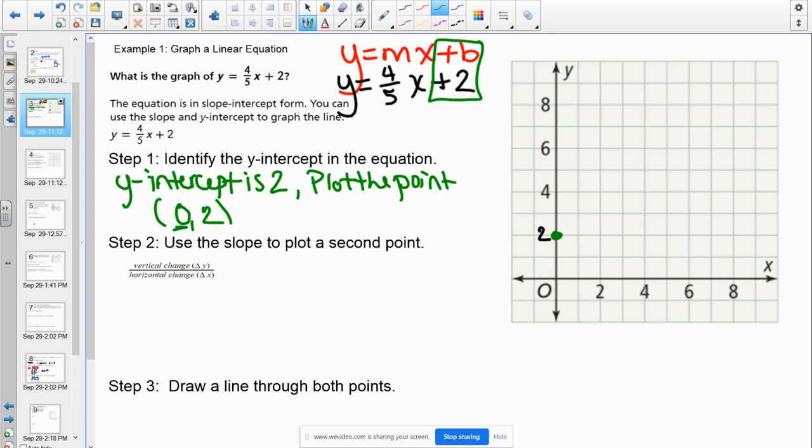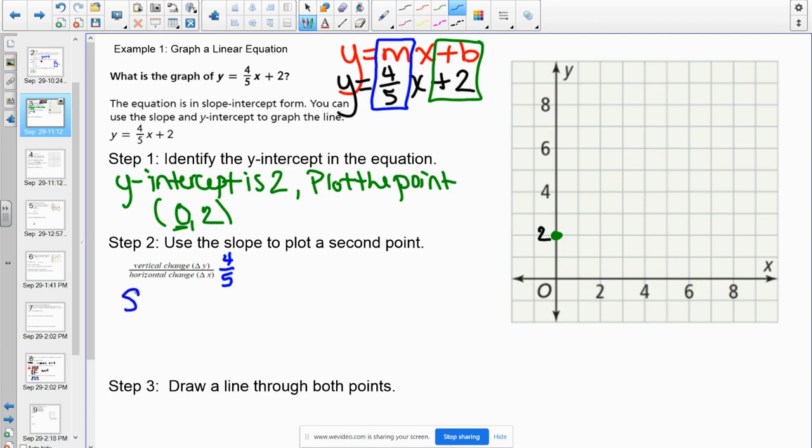Second part is we're going to look at the slope, and we're going to use that to plot our second point. If we remember from our vocab, the slope is the vertical change over the horizontal change. So if we look at the point, remember m is the slope, or the coefficient on the x there, which is 4/5. That means that horizontally it's moving 5 and vertically we're moving 4. So we're going to go vertically first and then horizontally.